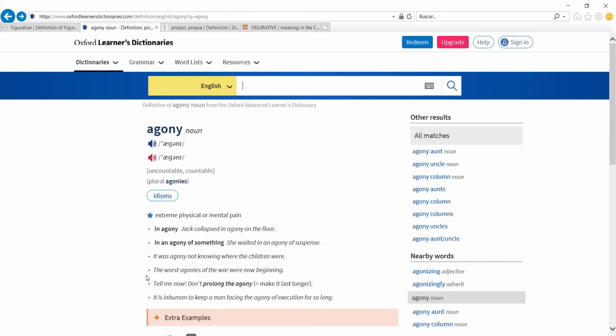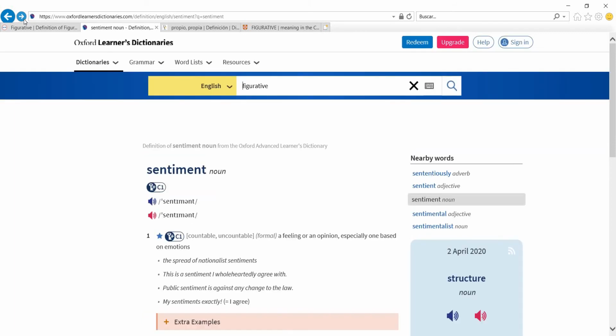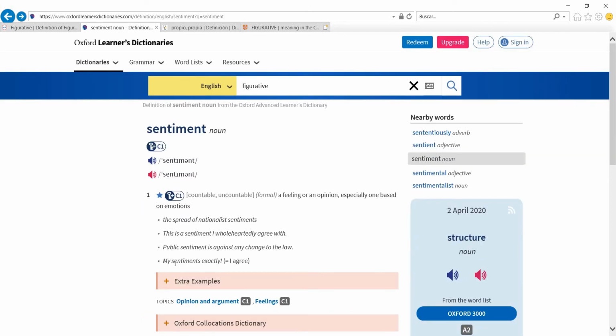Agony. So if you go to agony, for example, don't prolong the agony means to make it last longer. And if you go to sentiment and it says someone says my sentiments exactly, what they mean is I agree. So what is happening here? The dictionary is explaining to us a more literal version of a more figurative, or in this case, more idiomatic way of saying something, right? Idiomatic is because I use a set of words that, once again, do not have a literal meaning, but they are used normally by native speakers, right?